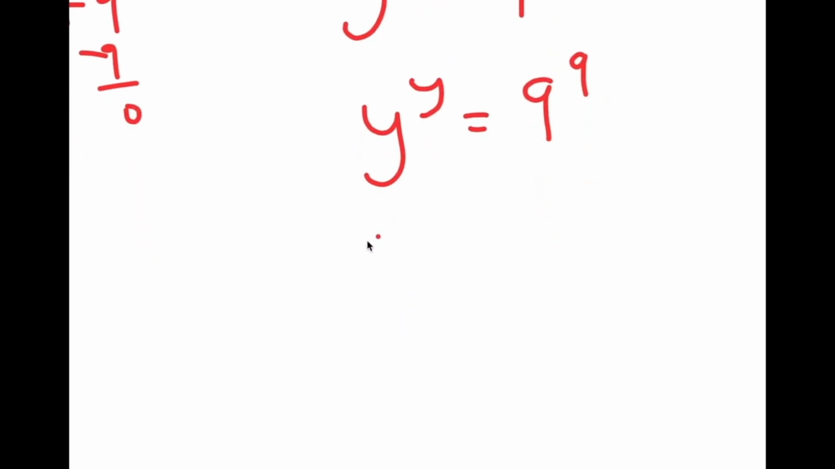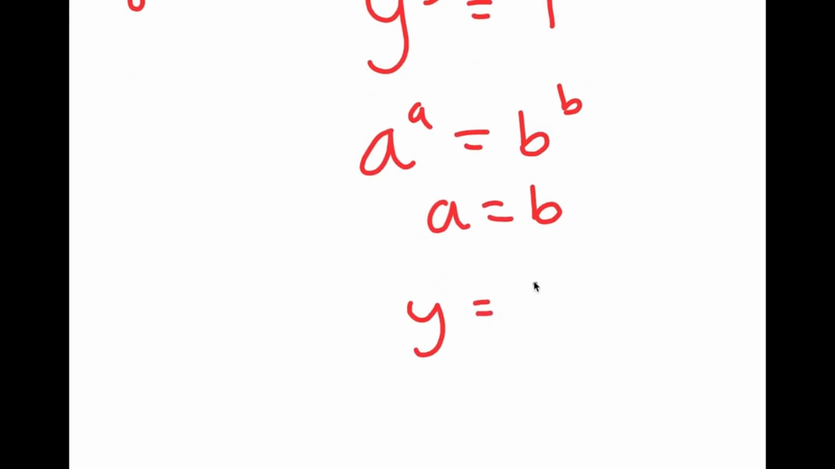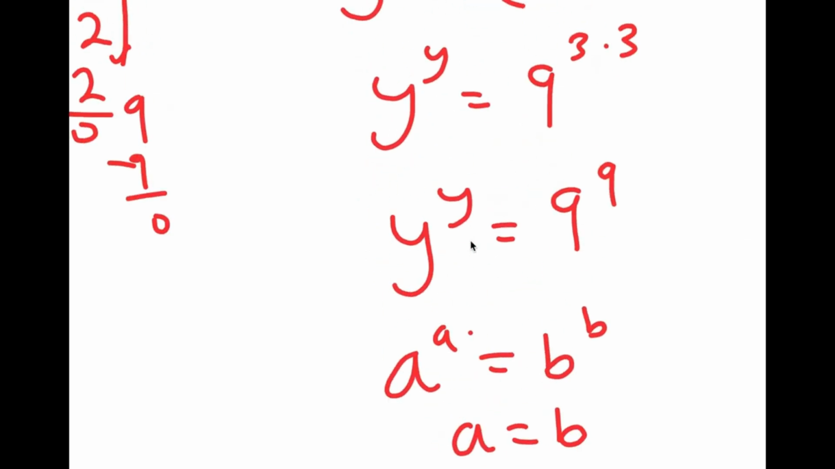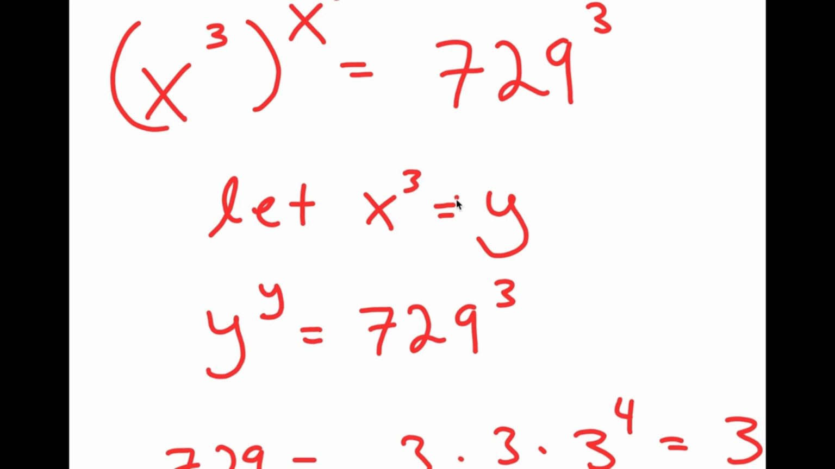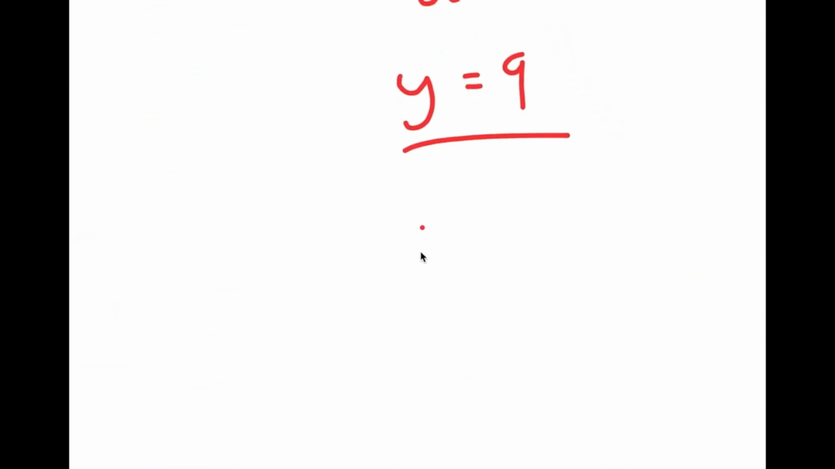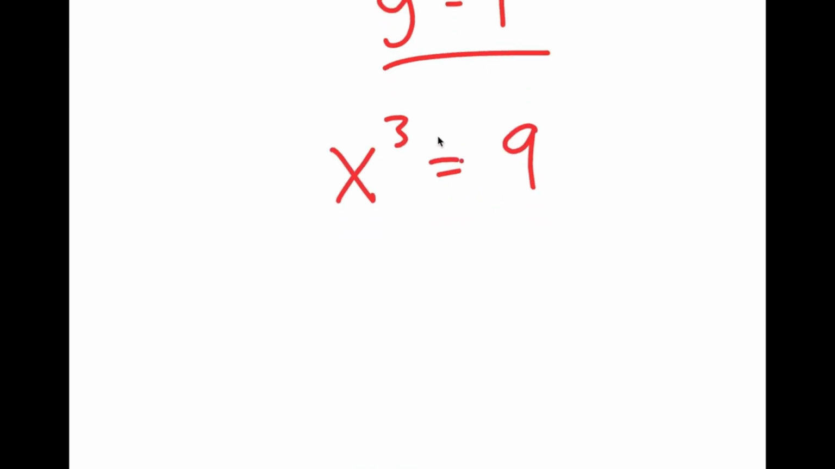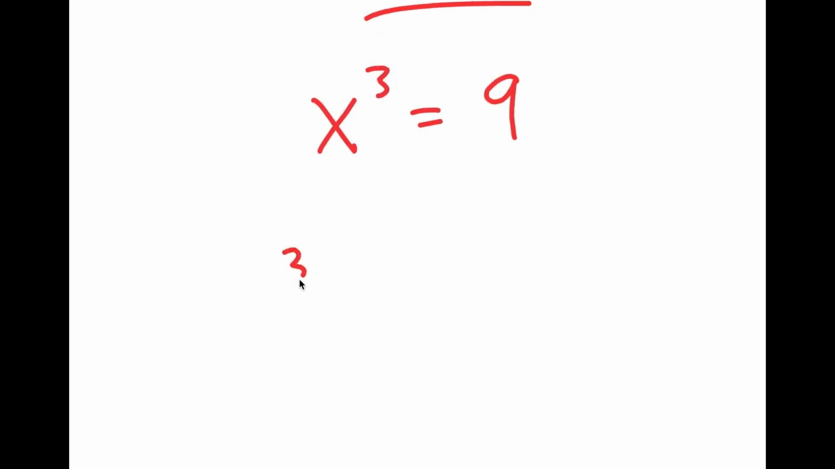And now I can use the property that if a to the power of a is equal to b to the power of b, this means that a equals b. So in this case, y is equal to 9. Now, recall how I let x to the power of 3 equal to y. Meaning, I get x to the power of 3 is equal to 9. So now to solve this, I'm going to take the cube root on both sides. So I get the cube root of x to the power of 3 is equal to the cube root of 9.